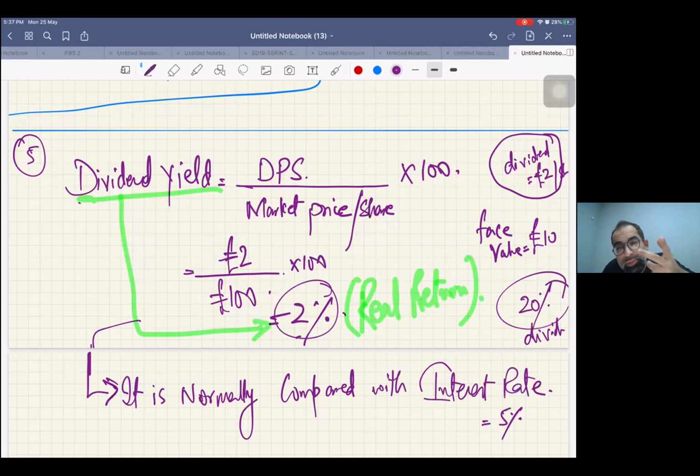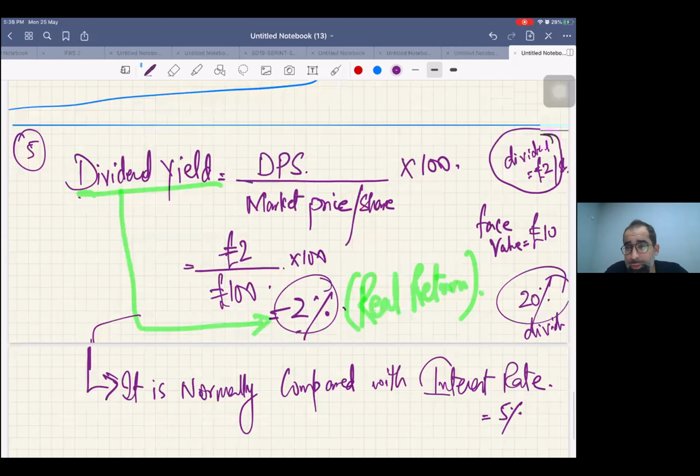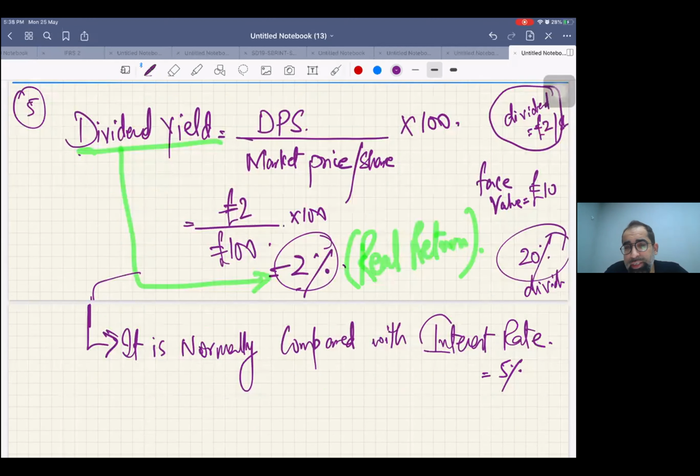You don't need to cry, because you will earn one more thing, the capital gain. In fixed income you don't have any capital gain, but in ordinary shares you not only enjoy the dividends, but also the capital gain. I hope you got the point. These were the investment ratios, normally used by stock market investors before taking any investment decision.